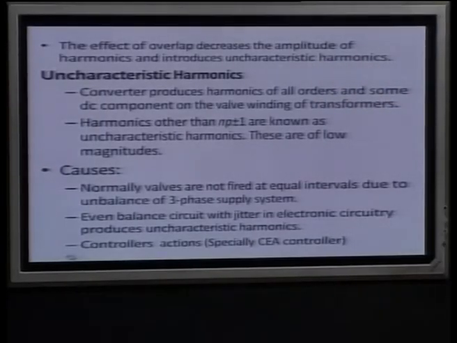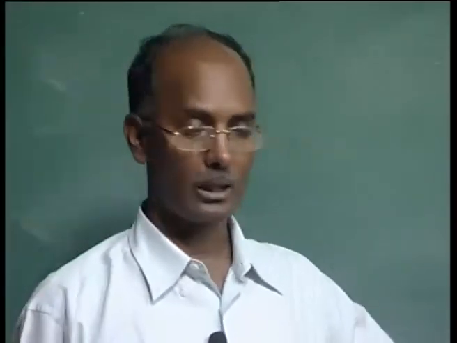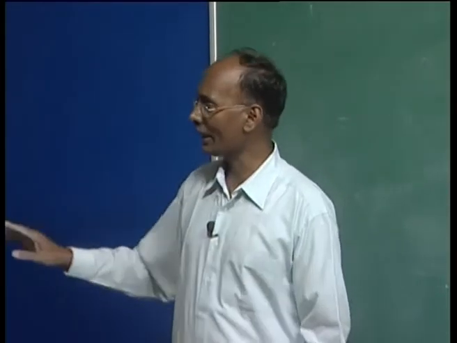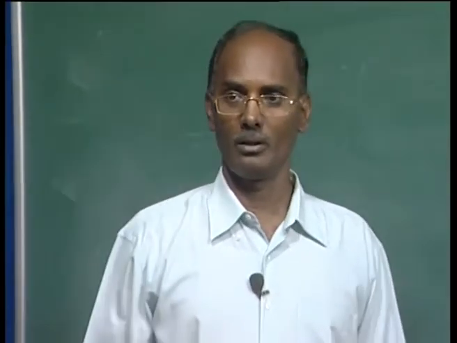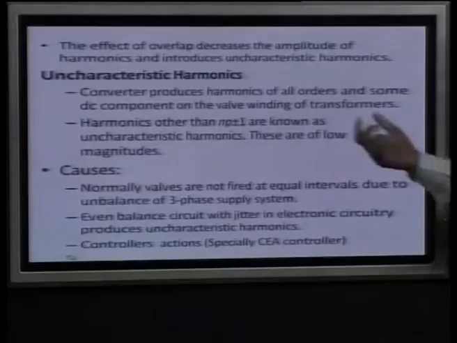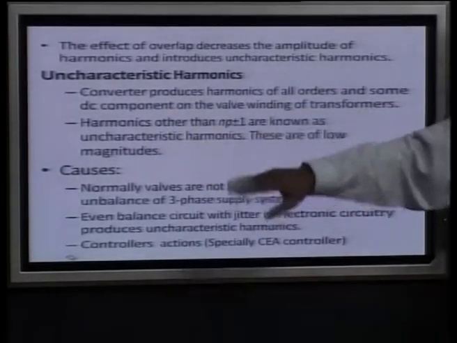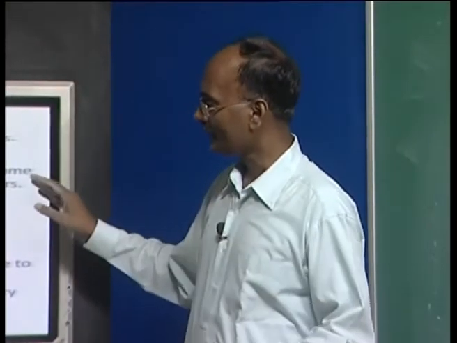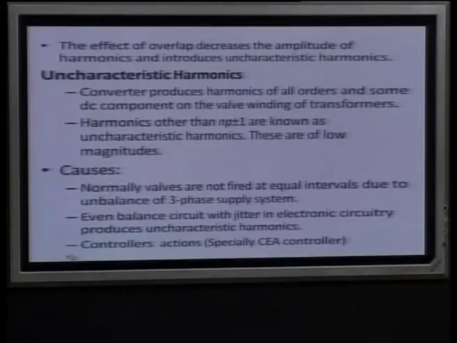And uncharacteristic harmonics are those other than the characteristic harmonics which we analyzed. Whatever components we analyzed here were the characteristic harmonics, that is NP plus minus 1. Other than that, harmonics will arise due to the overlap, and also the magnitude of the harmonics will be reduced. So, what is this uncharacteristic harmonic? Basically, it is stated that the converter produces harmonics of all orders. It is not only the 5th, 7th, etc. It is all the orders, and some DC component also arises here on the valve winding of the transformer.